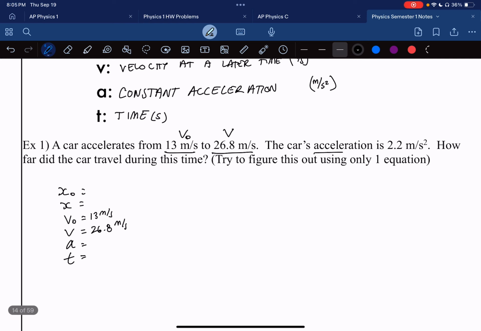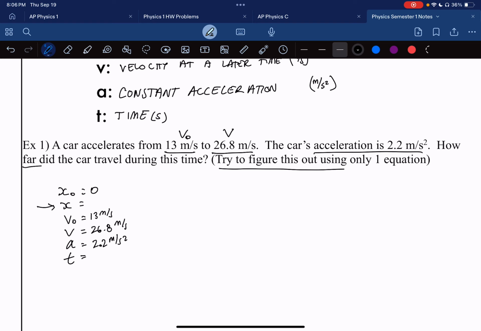They give us explicitly the acceleration. So we'll put that there. And they ask for how far did the car travel in this time. What they want to know is x. They did not explicitly state x naught, so we will put a 0 there.